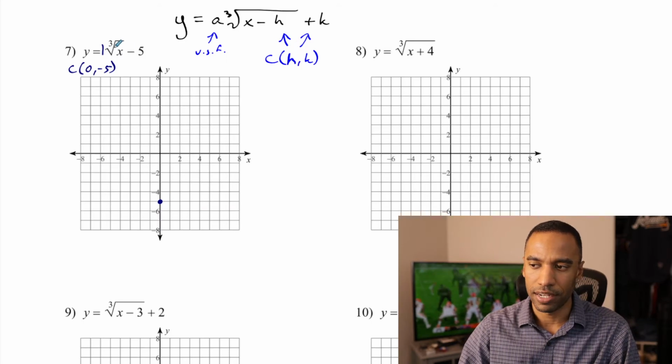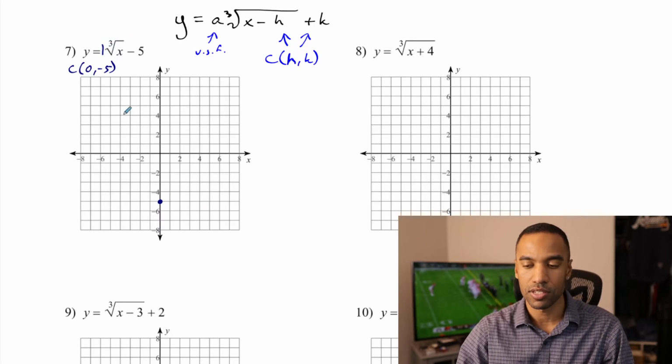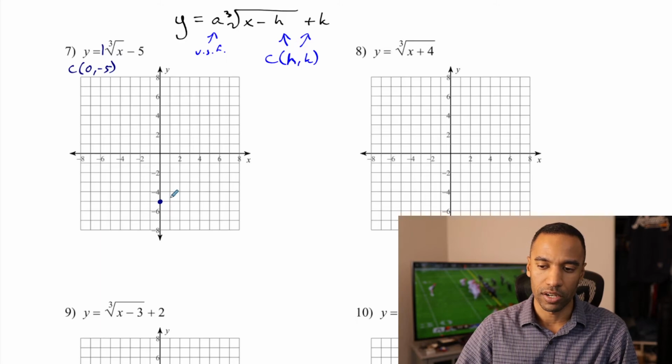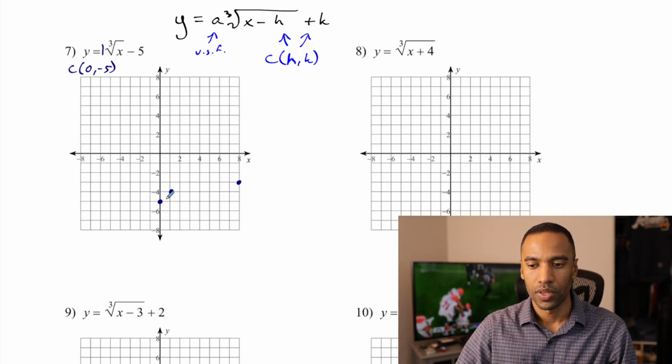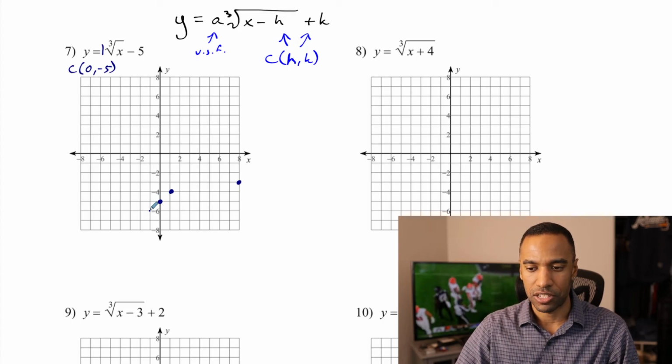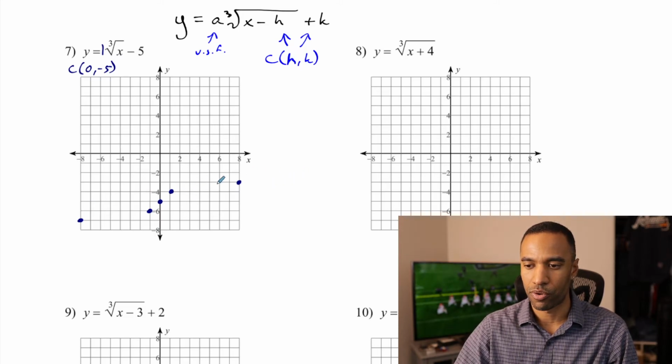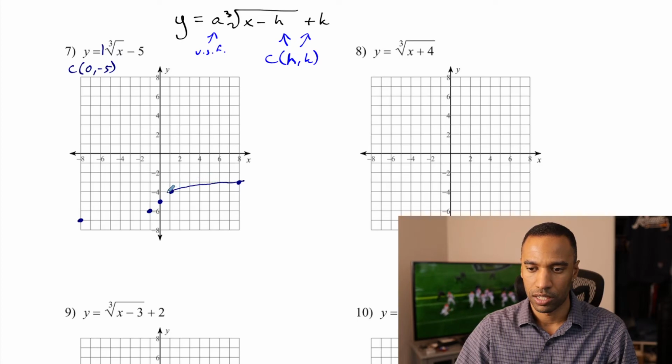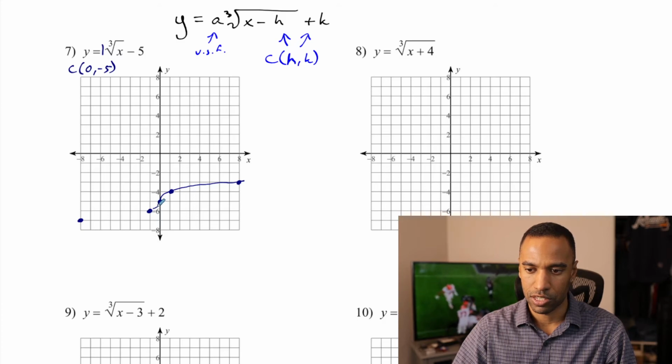So 0, -5 is going to start right down there. And we have a 1 stretch factor, which tells us that as we go over to 1, we're going to go up the cube root of 1. As we go over 8, we'll go up the cube root of 8. So 1, 1, 8, 2. Now when we go -1, the cube root of that is -1, and the cube root of -8 is -2, like this. So we'll have a graph that sits pretty, going like that, very sharply approaching this center fold right here, and curving itself back out.